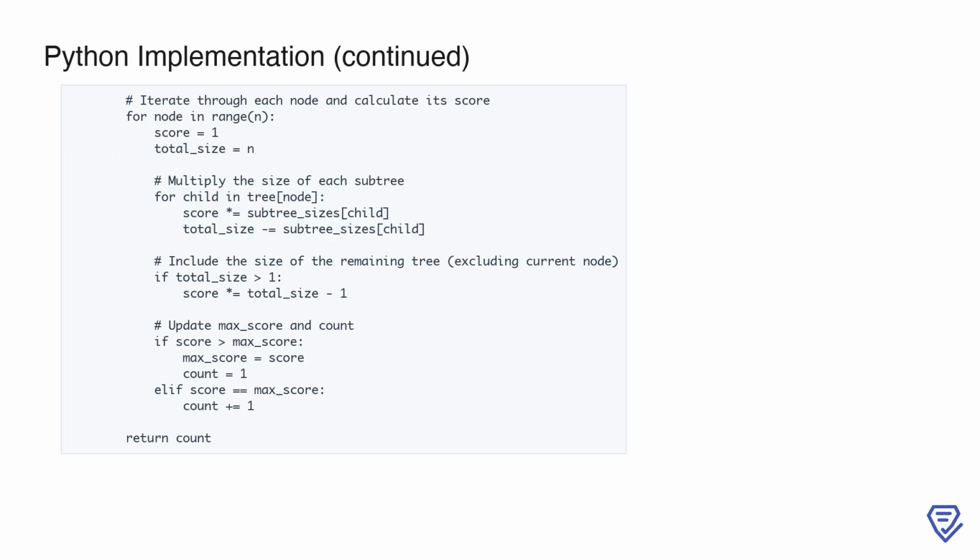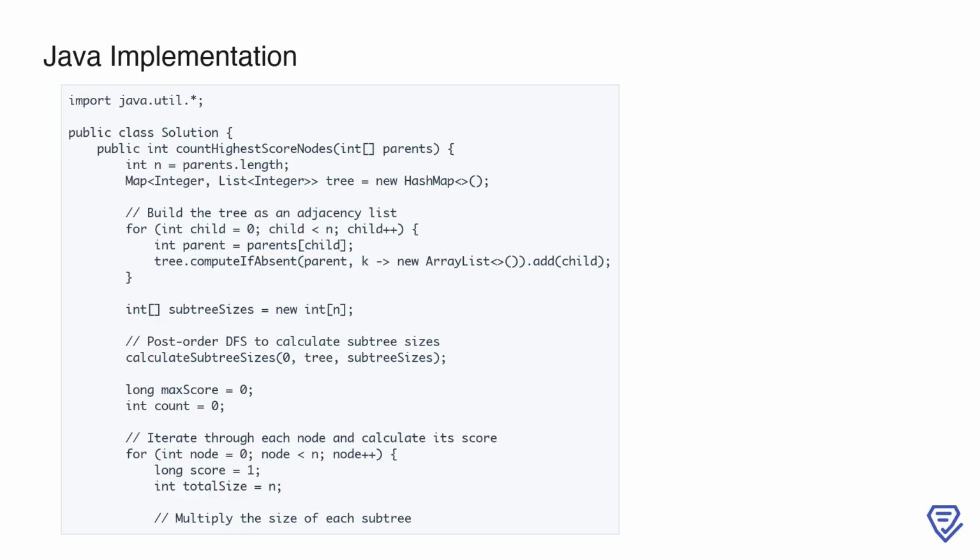Here, we start by defining the solution class and the method countHighestScoreNodes. The goal of this method is to calculate the number of nodes that yield the highest score when the tree is divided into subtrees. First, we take the parents array, which represents the parent-child relationships in the tree, and build an adjacency list using a hash map. Each parent node is mapped to a list of its child nodes, ensuring we can easily traverse the tree later.